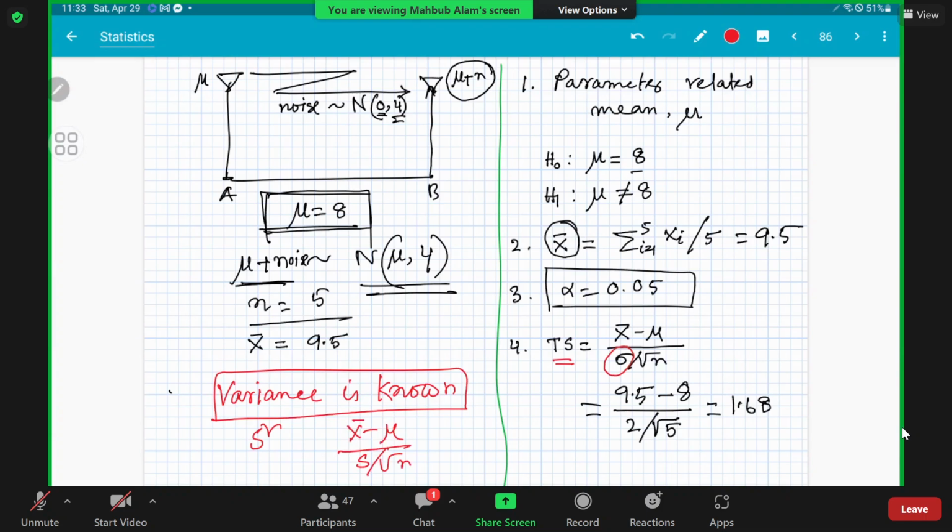So for now, our goal here is hypothesis testing for the parameter mean from a normal population, and we know the value of sigma squared. Under this circumstance, we identified that the parameter is mu. We defined the null hypothesis.